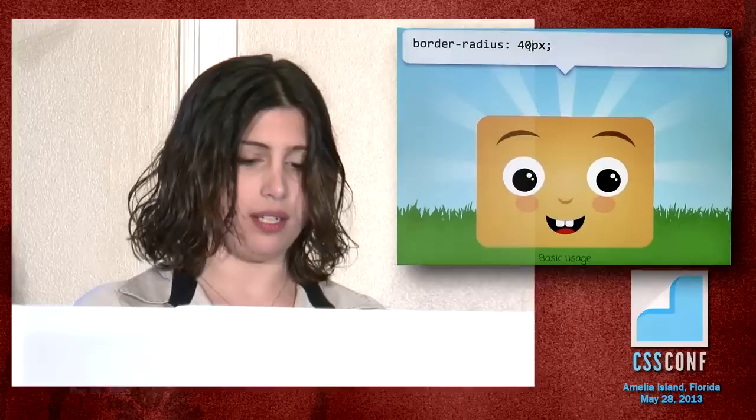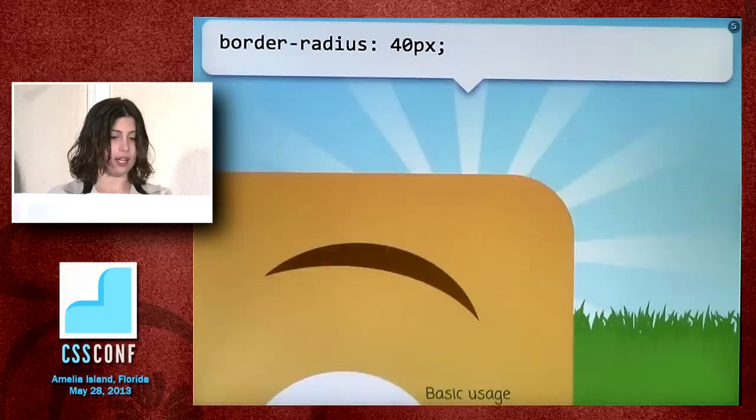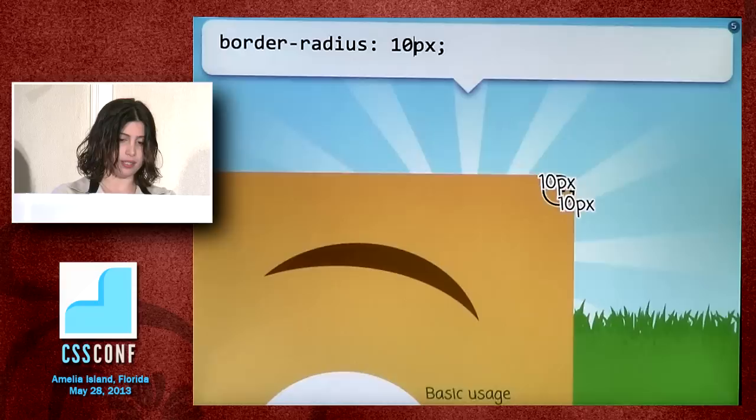So when you first meet it, border radius looks kind of like this. You may have seen it before. I guess you have. So there is one value. It controls how curved the corners are, basically the radius of the semicircle at those corners. And if you increase the value, that radius increases, and if you decrease it, it decreases as well.